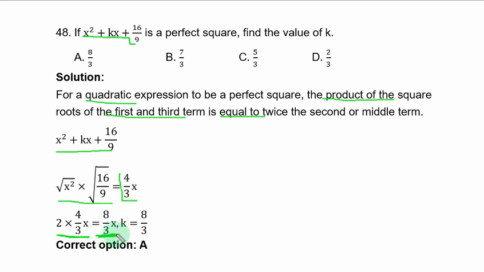To get k, you equate this term to this term. By the time s cancel out, you have k to be equal to 8 over 3. A is the correct option.